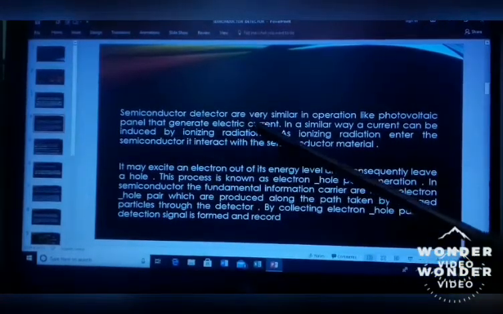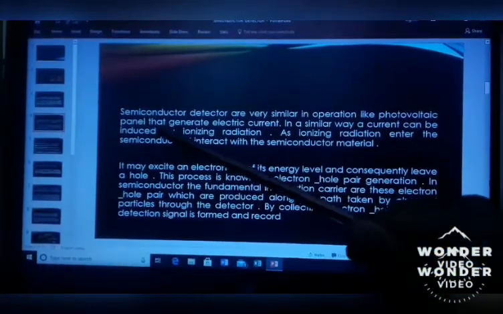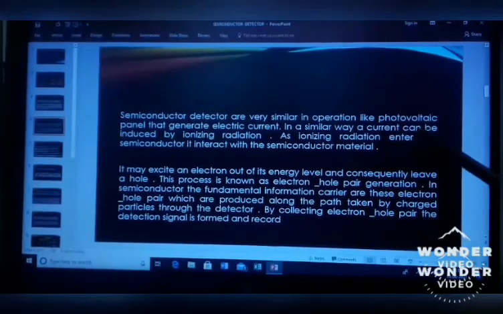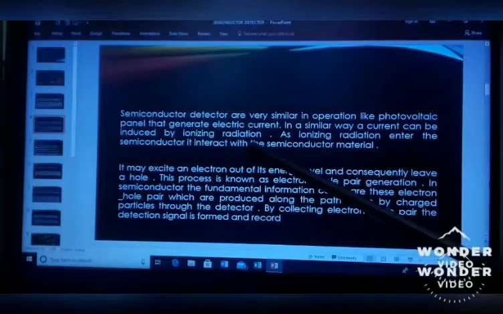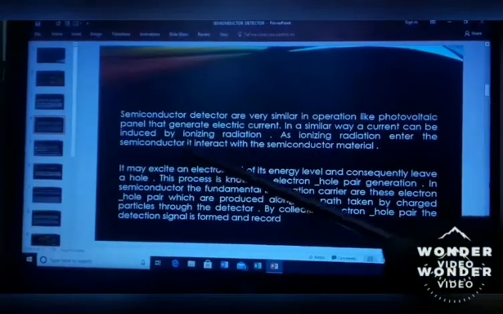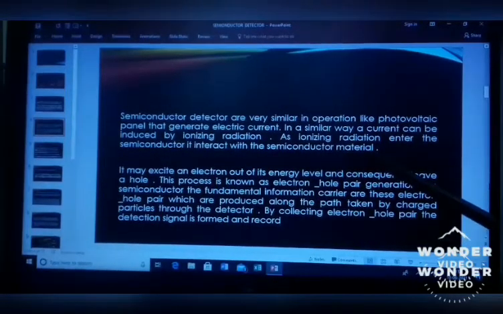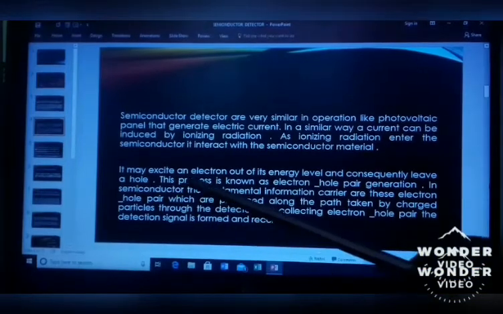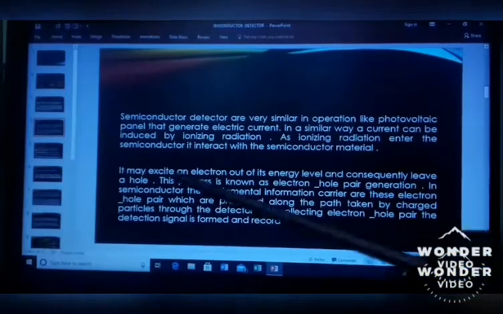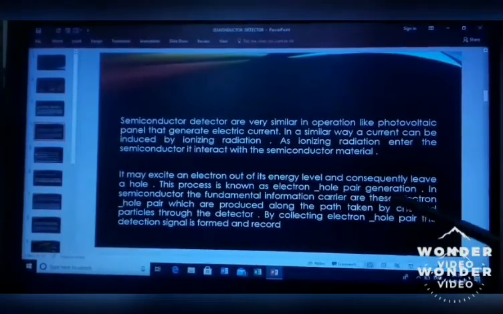Semiconductor detectors are very similar in operation to a photovoltaic panel that generates electric current. In a similar way, a current can be induced by ionizing radiation. As ionizing radiation enters the semiconductor, it interacts with the semiconductor material. It may excite an electron out of its energy level and consequently leave a hole. This process is known as electron-hole pair generation.